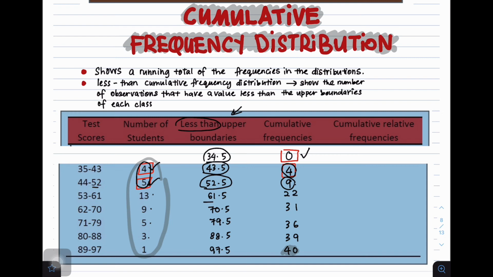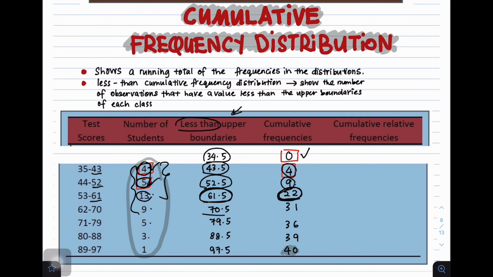Kurang daripada 61.5, kita ada 22 data. Kenapa 22? Kurang daripada 61.5. So sampai 61 ada 13. Sampai 52 ada 5. Sampai 43 ada 4. Semua sekali kurang daripada 61.5. So 9 campur 13 is 22. That's why kita panggil this one as a cumulative frequency. Frekuensi yang terkumpul. Kita kumpulkan dia.